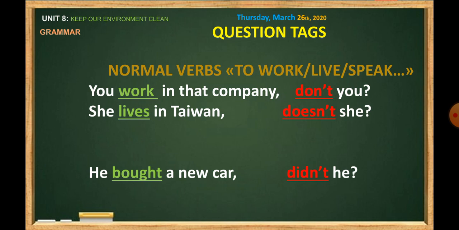etc. So here you have these verbs in the first two examples. The verbs are conjugated in simple present. الأفعال في هاد جوج الجمل الأولى مصرف في يعني الحاضر. Okay. إذن let's start with number one. You work in that company, don't you?